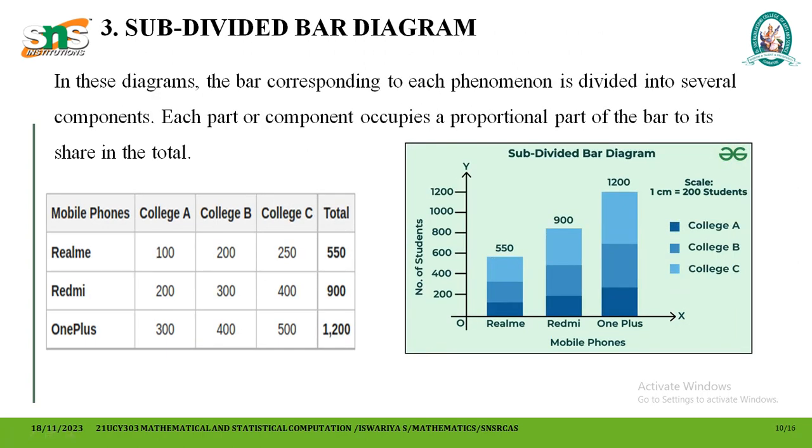And the next one is subdivided bar diagram. In these diagrams, the bar corresponding to each phenomenon is divided into several components. Each part or component occupies a proportional part of the bar to its share in the total. So this is the data we collected for the subdivided bar diagram. Using this data, we draw a graph. So this is the graph for the subdivided bar diagram.